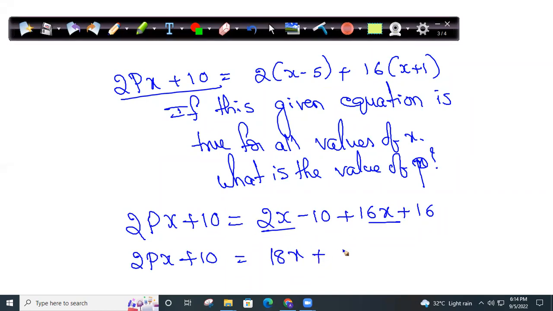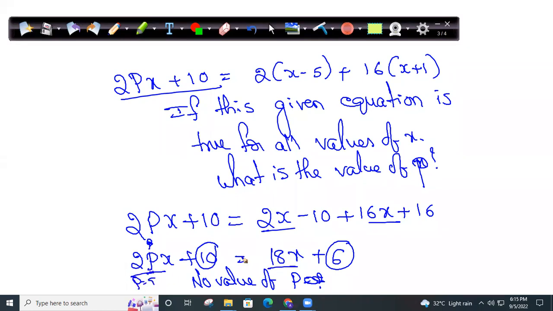It is not possible here. So the answer is no value of p. Why? There is no value of p that satisfies. This is 10 here, this is 6 here. Whatever the value of p you keep, if you keep p as 9, these two can be the same, but 10 can never be equal to 6.